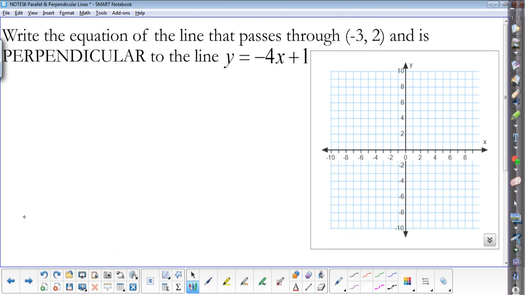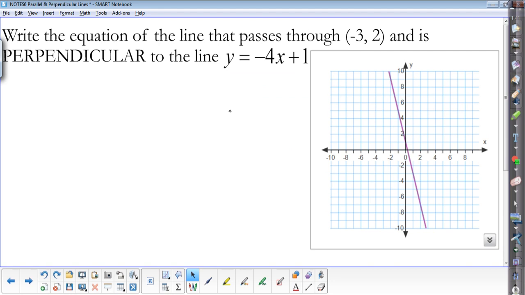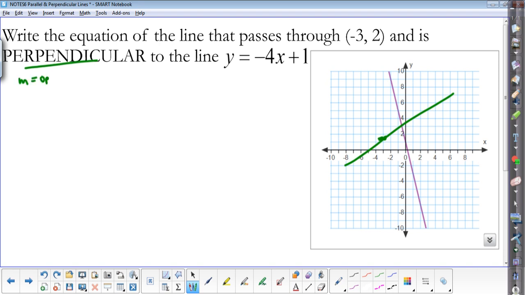So I want to write the equation of a line that passes through negative 3, 2, and is perpendicular to this line. Again, I'm just going to graph it so you can see it. You don't have to do that on the test, but I'm just going to graph it. We want a line that's perpendicular and goes through negative 3, 2. You can see the line has to have a positive slope, right? The word perpendicular means that the slope is the opposite reciprocal.